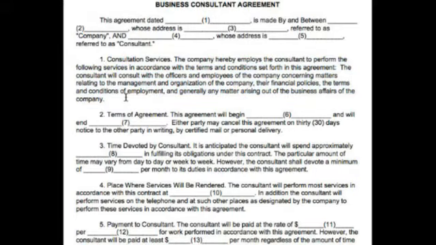The company employs a consultant to perform the following services. So I'm assuming that you're supposed to insert the services there. The term of the agreement: the agreement will begin and will end. Either party may cancel on 30 days notice.